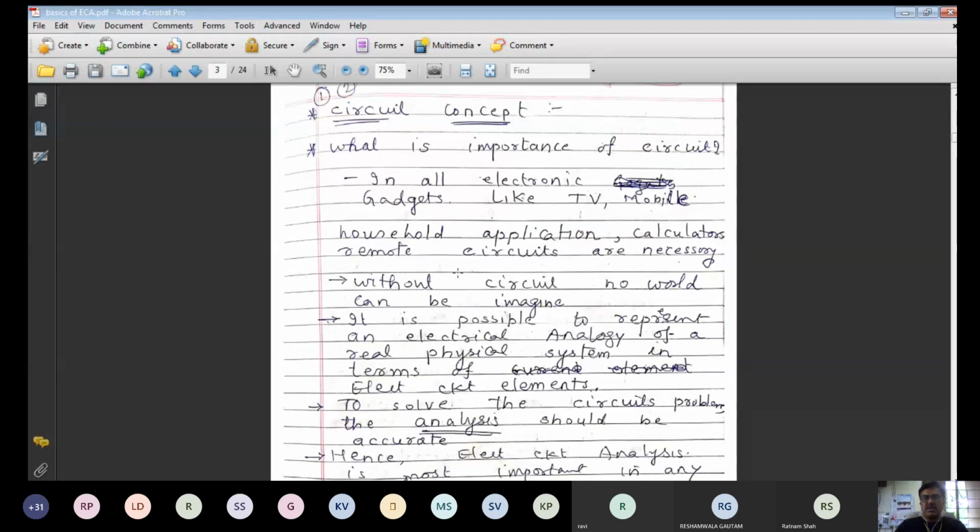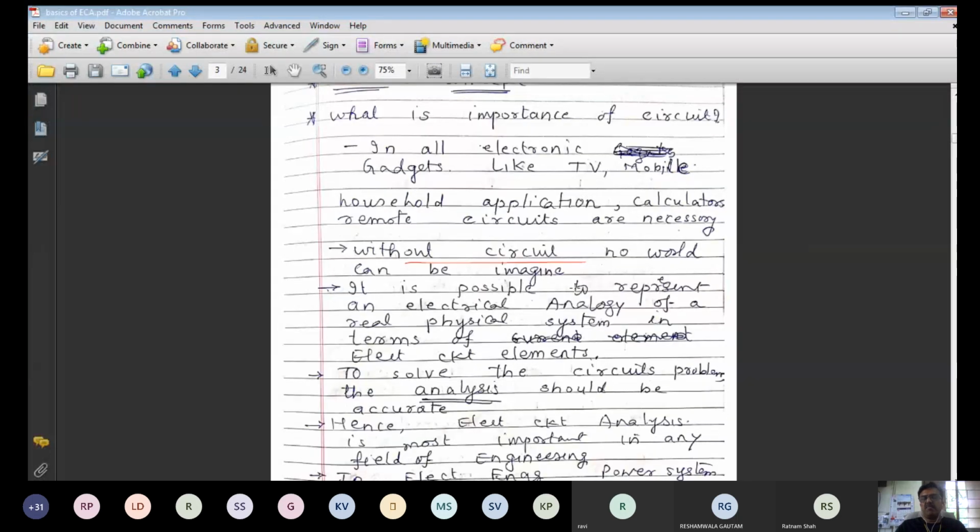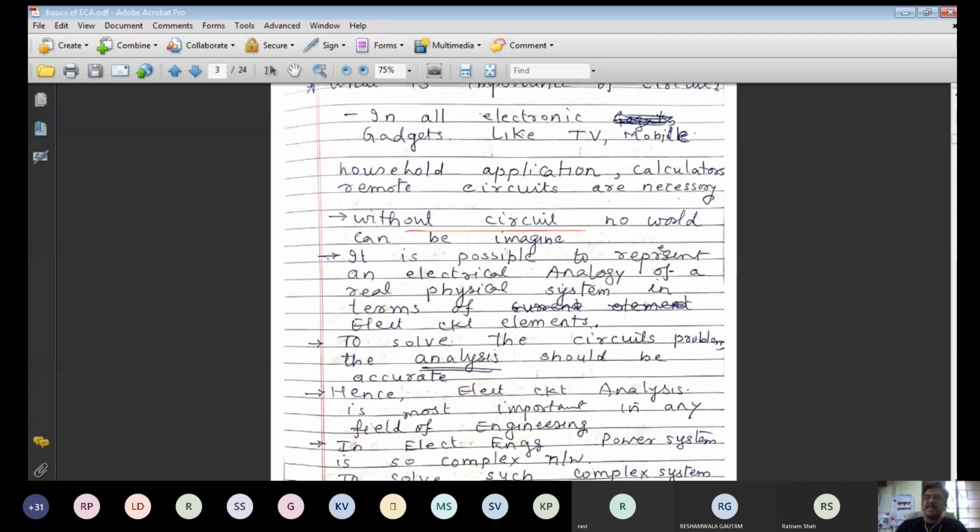Now without this circuit, we cannot imagine the world. In any part of the world, we have the electrical circuit. It is most important. So if anybody says that electrical engineers are doing nothing, you have to explain: just show me the device in which an electrical circuit is not there. We are the heart of any engineering field, and that is the electrical circuit.